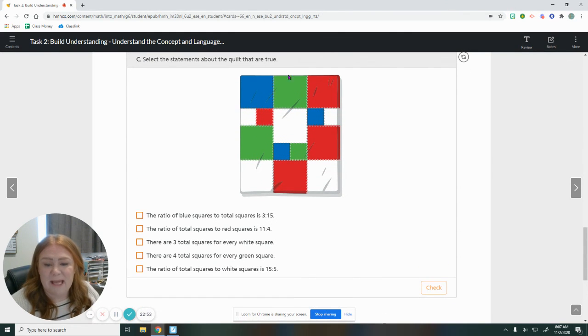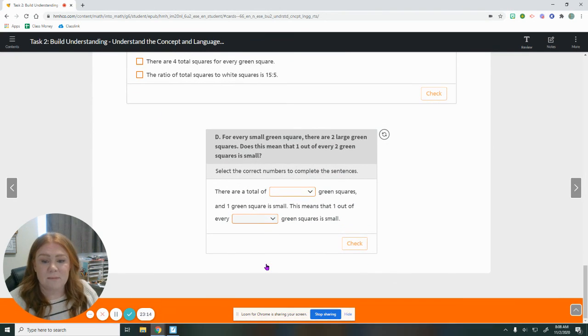So now you're going to pick any that are true here. It says select the statement, so anything that's true. So count the blue to the total, which we know was 15. The ratio of total squares to red. So total means there should be 15. So go ahead and see which of those are true.